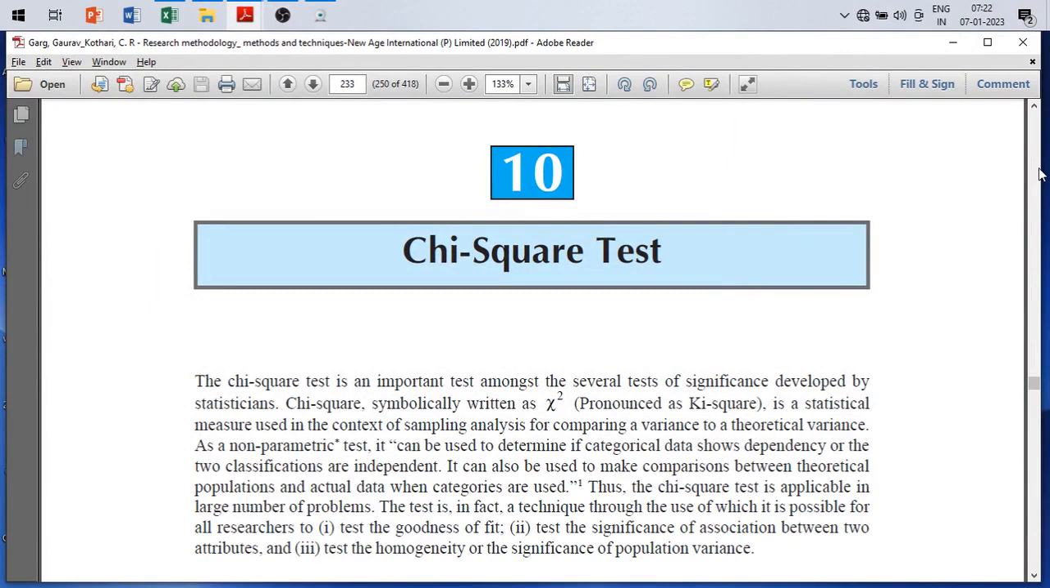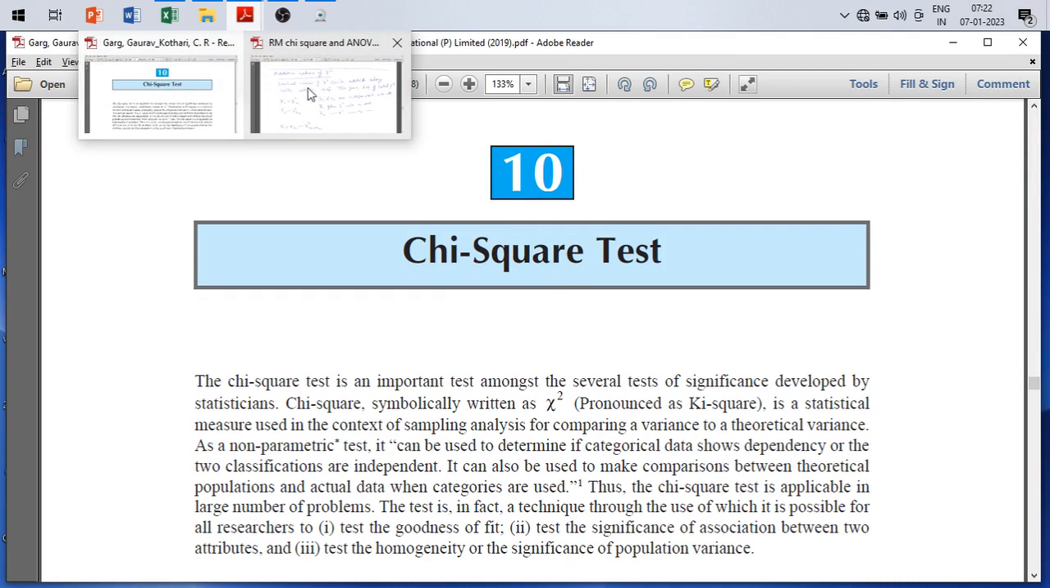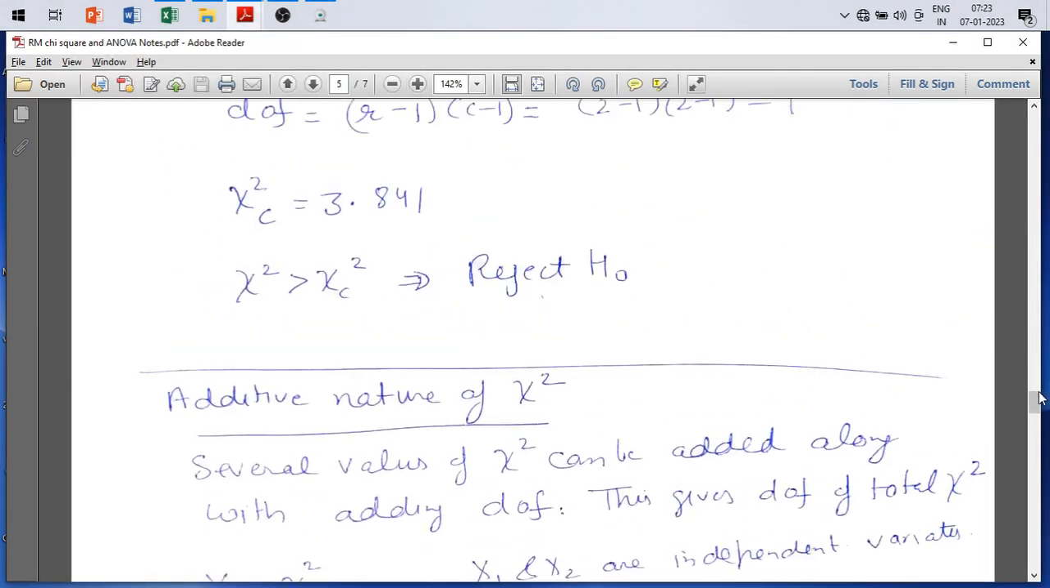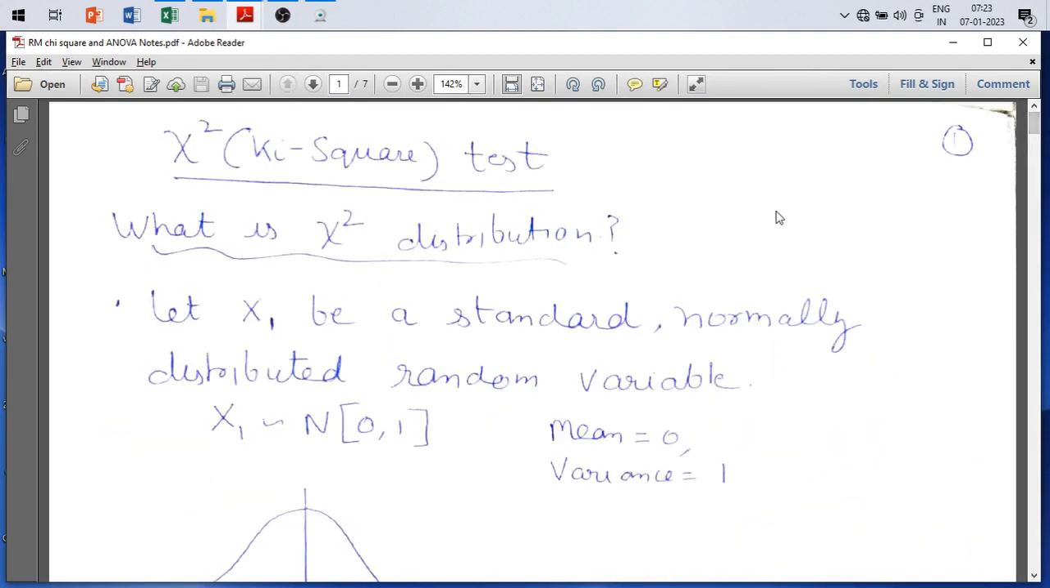In this lecture, we will talk about the chi-square test, which is discussed in chapter 10 of Kothari book, second edition. And I have prepared some notes for it. So let us first see what is chi-square distribution.